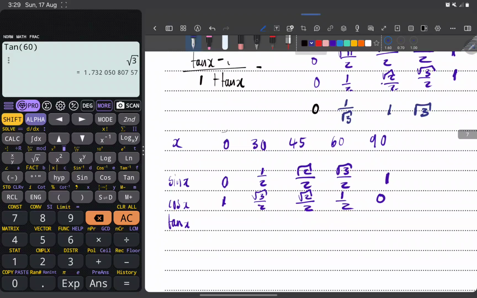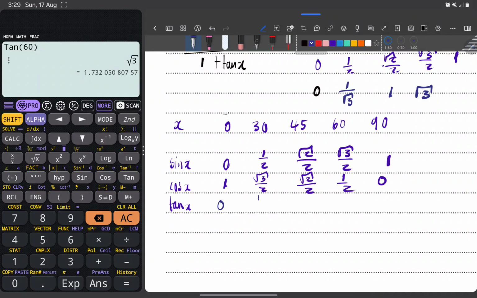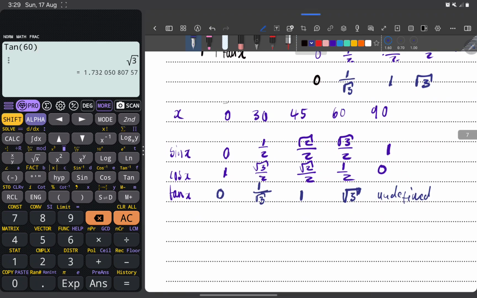That is for tan. So what is it for tan? 0, then 1 over root 3, then 1, then root 3, then undefined. Tan 90 is undefined. It goes to infinity. So it's an asymptote. It will never get to 90; it will never pass this 90 position. This one you should know: 0, then 1 over root 3, then 1, then root 3, because root 3 is bigger than 1. And then you get to undefined.